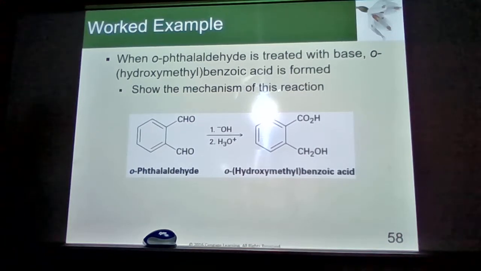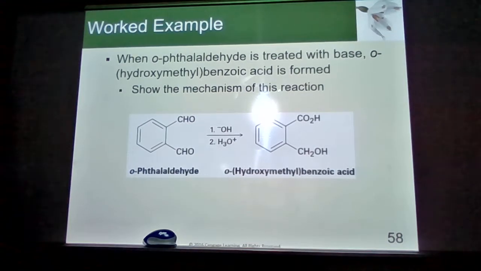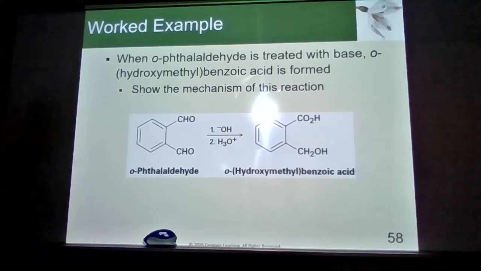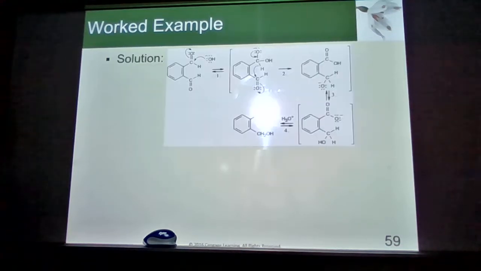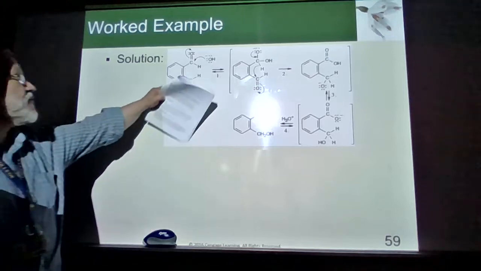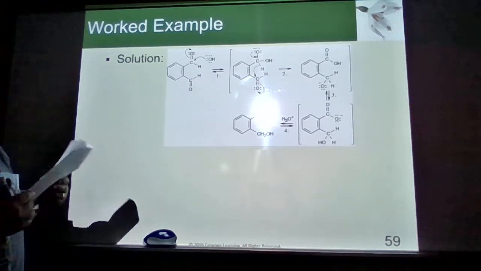So if we have phthalaldehyde and it's treated with strong base, basically pelletized KOH, the o-hydroxymethyl benzoic acid is formed. So if we're interested in figuring out how this transformation was achieved, here we have our phthalic aldehyde.